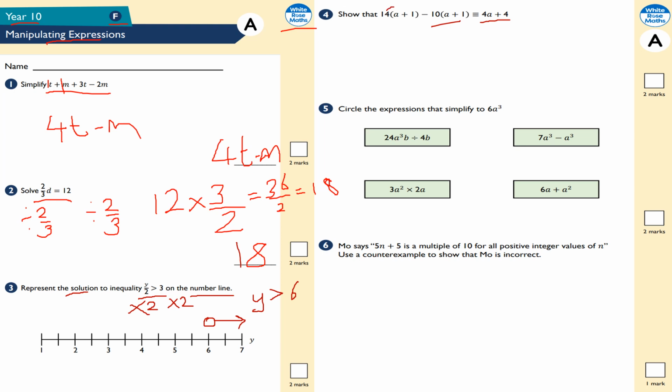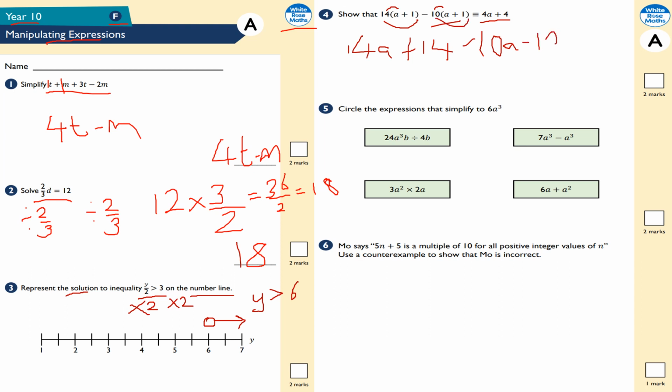So expanding it, 14 times a is going to be 14a. 14 times 1 is going to be positive 14. Negative 10 times a is going to be minus 10a. And then negative 10 times positive 1 is going to be minus 10.